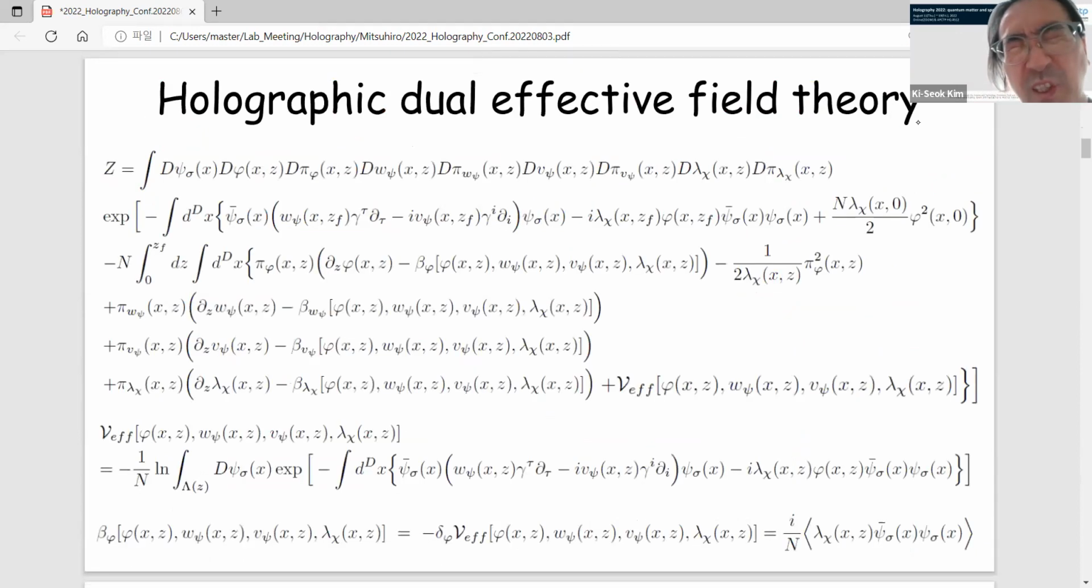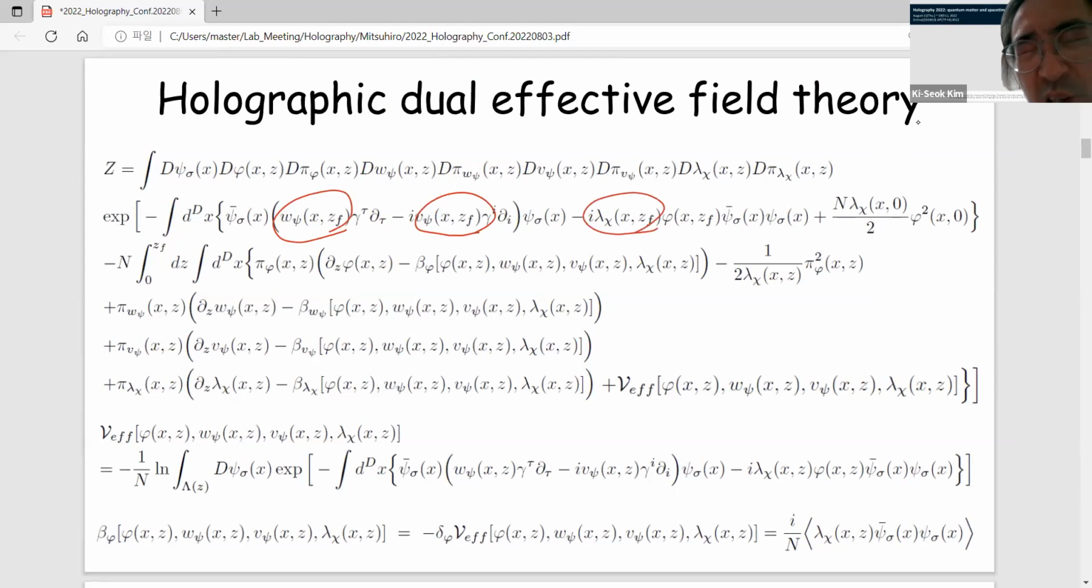Sorry for this busy slide, but basically this is everything. I have three coupling functions: wave function renormalization, velocity renormalization, and four-fermion interaction renormalization. They evolve through the emergent extra dimension. This is the RG flow equation. So just integrate out this Lagrange multiplier field, and you have some RG flow equation for this one.